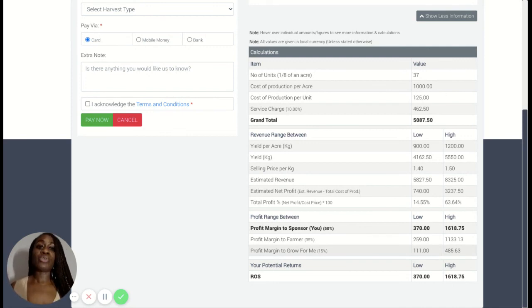So when we pay out to you, which will be 2 to 3 weeks after we have harvested and sold the items, you will get back your principal payment plus your profits. And the profits are what's being shown here. So I hope that is clear.